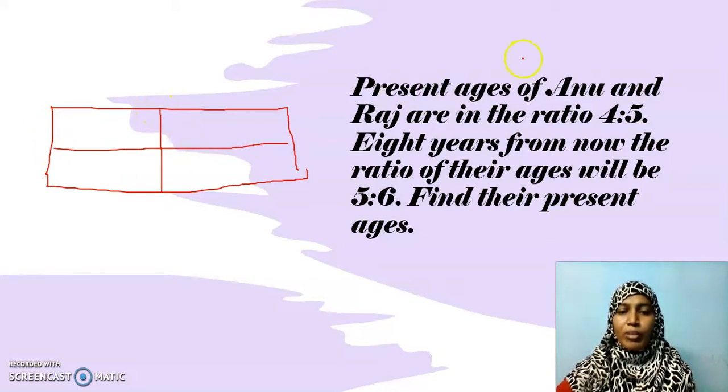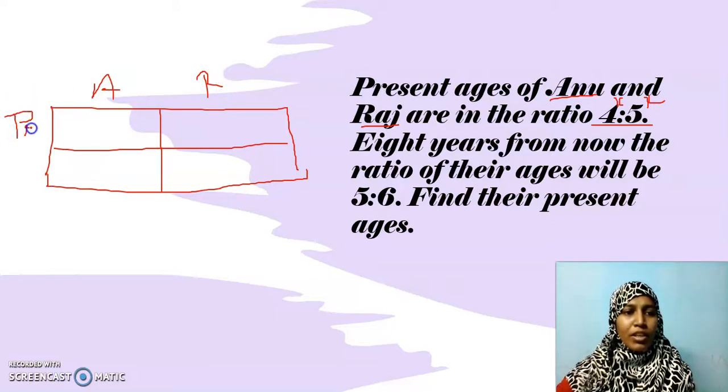There are two persons, Anu and Raj. Their present ages are in the ratio 4:5. With this I can say Anu's age is 4x and Raj's age is 5x. Will you all agree? Let me have this as Anu and this as Raj, and present age I have P.